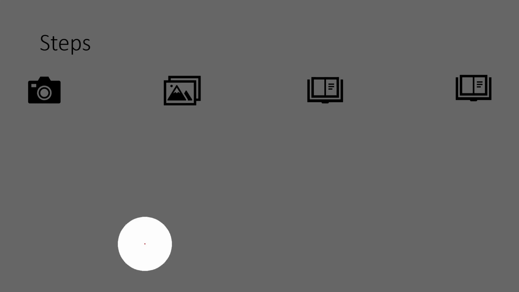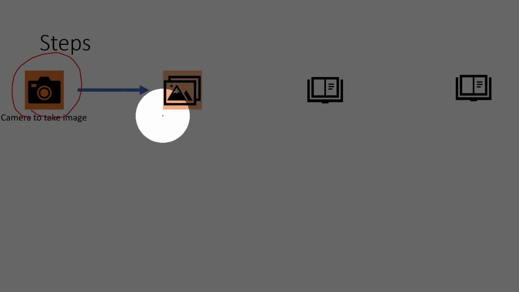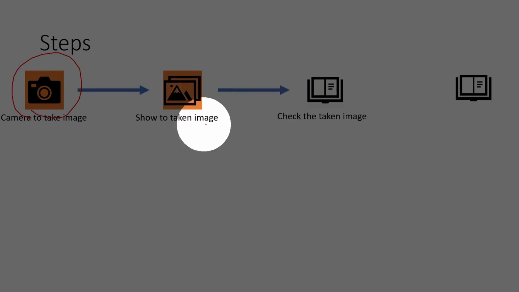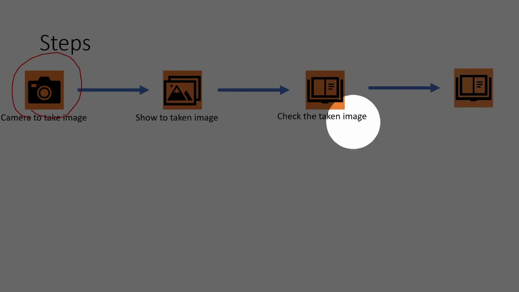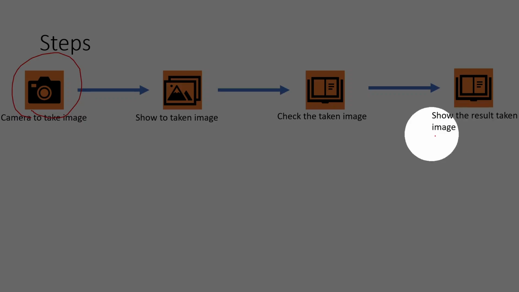Friends, there are many steps that need to be followed to make this kind of website. So let's see those steps one by one. Our first step is to get the camera on it. Then the second step is to show the taken image. Third, to check whether the image is matching with one of the images which is there. And the last step is to show the result taken by the image. So let's check each and everything in detail.